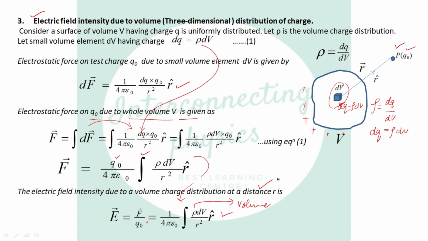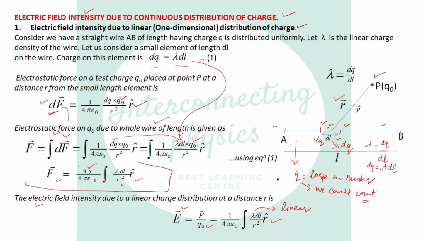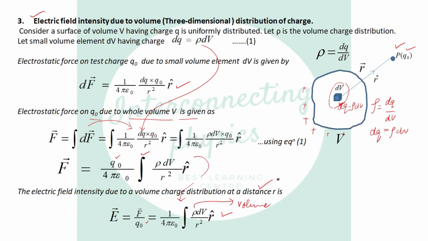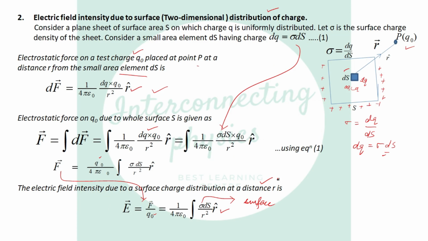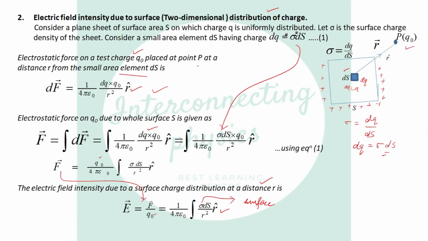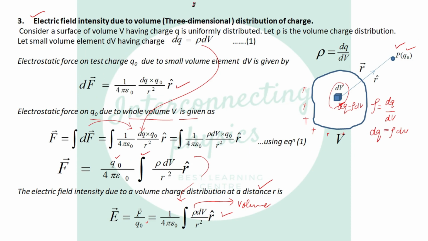You see, the method of calculating is the same in linear charge distribution, the same in surface charge distribution, the same in volume charge distribution. The only difference is this. The only difference is lambda dl and the diagram. The only difference is sigma ds and the diagram. And the only difference is rho dV and the diagram. All the procedure is the same in these three steps.